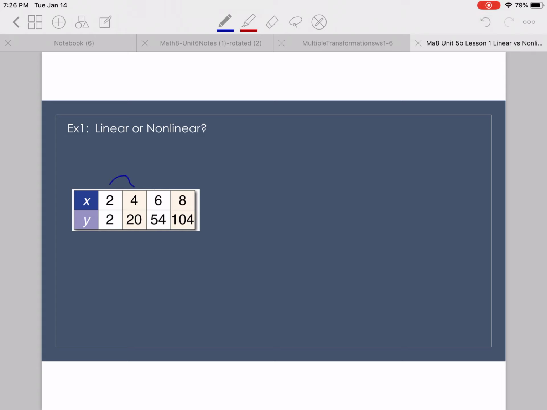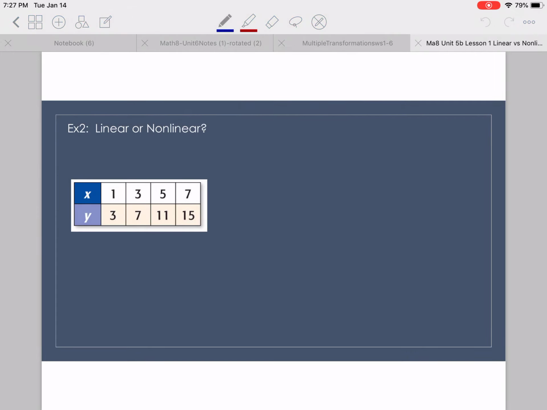If you notice, the x's go up 2, up 2, and up 2 again, going from 2 to 4 to 6 to 8. Now, let's look at the y's. They don't have to go up by 2, but they have to change by the same amount every time, like the x's did. So here, going from 2 to 20, that's a difference of 18. So we need to see 18 again if it's going to be linear. Now, the second one looks like it's 34, and the next one looks like it's 50? So you can see we've got all sorts of different changes happening there. So we're going to have to say nonlinear on this one.